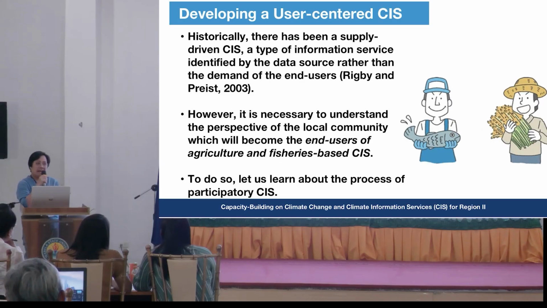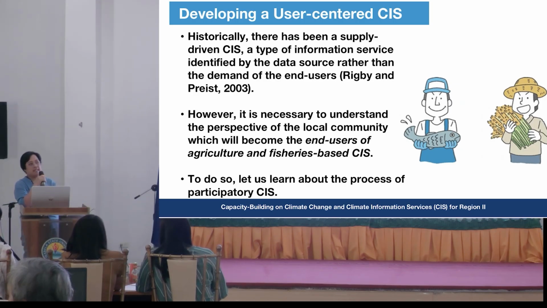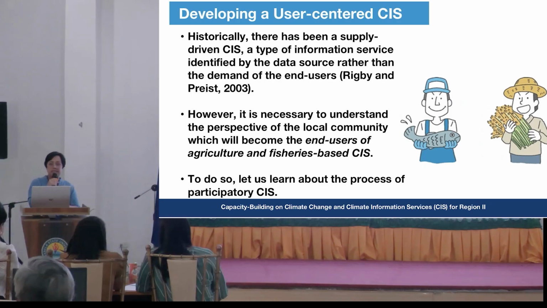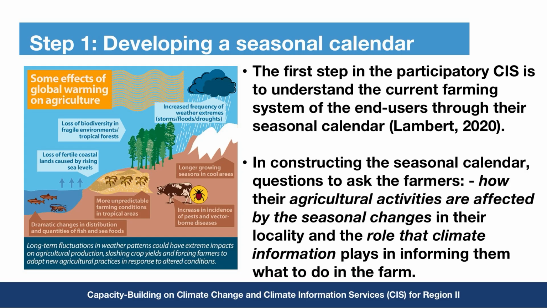Kaya sa atin, it will be very, very necessary to understand the perspective of the local community. Kasi sila din naman po talaga ang ating mga end users, particularly for the agriculture and fisheries-based na CIS. Okay, so to learn about this, tingnan po natin yung process ng participatory CIS. Okay, so step 1 is yung development ng seasonal calendar.